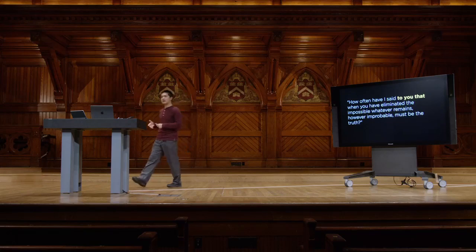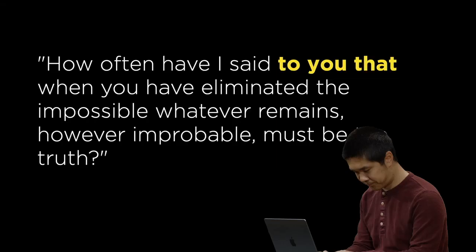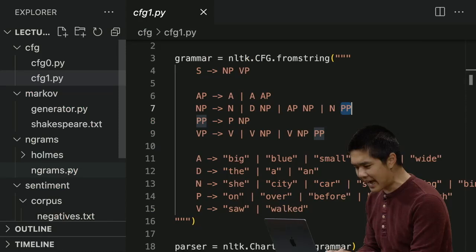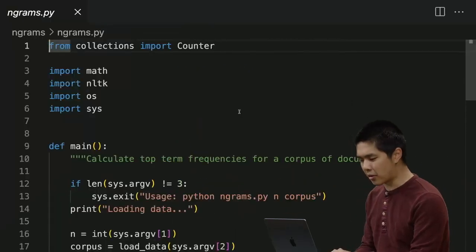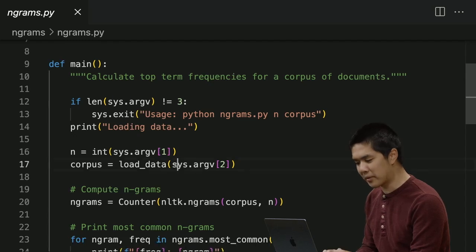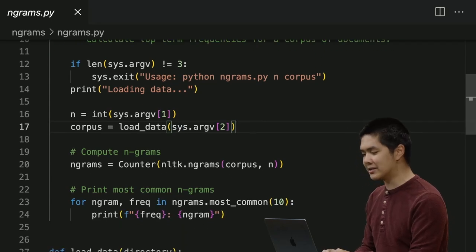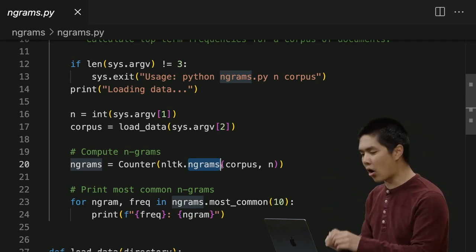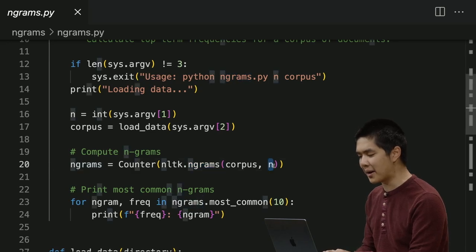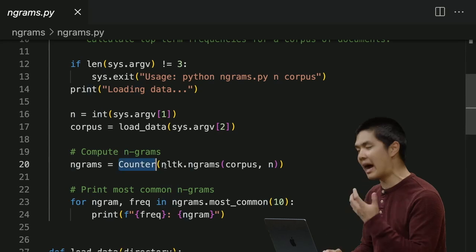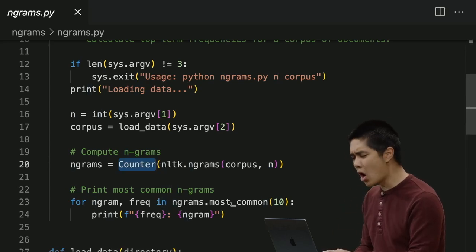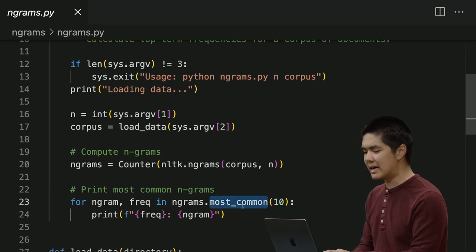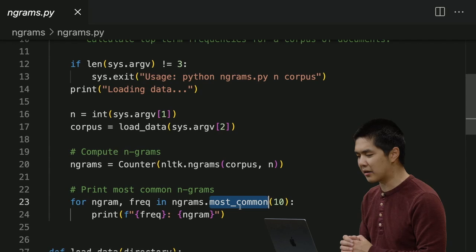How can we use NLTK to try to get access to information about n-grams? So here, we're going to open up ngrams.py. And this is a Python program that's going to load a corpus of data, just some text files, into our computer's memory. And then we're going to use NLTK's ngrams function, which is going to go through the corpus of text, pulling out all of the n-grams for a particular value of n. And then, by using Python's Counter class, we're going to figure out what are the most common n-grams inside of this entire corpus of text.